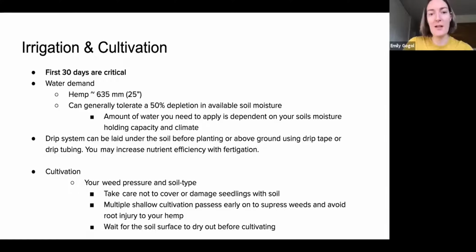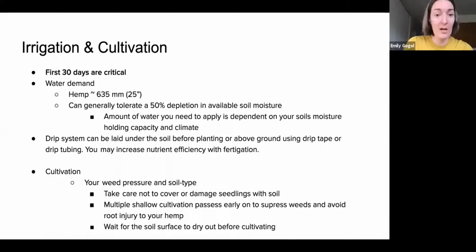Drip systems can be laid under the soil before planting or above ground using drip tape or drip tubing. You may increase nutrient efficiency with fertigation if you choose to fertigate over the summer, but it's not, in our experience, necessary if your field is properly amended. And whether you're using drip or overhead, it's just a setup. We don't really have data on returns in terms of overhead versus drip for hemp as a crop yet. So it depends on whether you have the equipment on your farm and you want to use it.